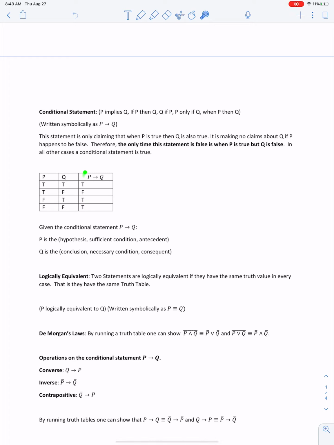A little bit of the language. P, which is the first proposition that appears in a conditional statement, is called the hypothesis, the sufficient condition, or the antecedent. Q is called the conclusion, the necessary condition, or the consequent.